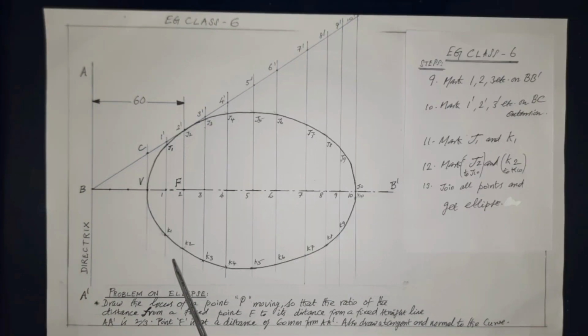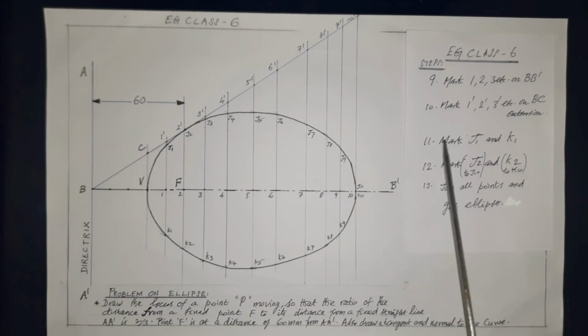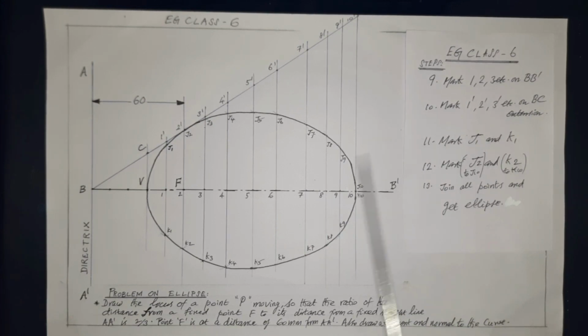In step 9, mark the joining points on the major axis from left to right as shown: 1, 2, 3, etc., up to the required numbers. In this figure, it is coming up to number 10. The next step is to mark 1 dash, 2 dash, 3 dash, etc. We have completed BB dash.